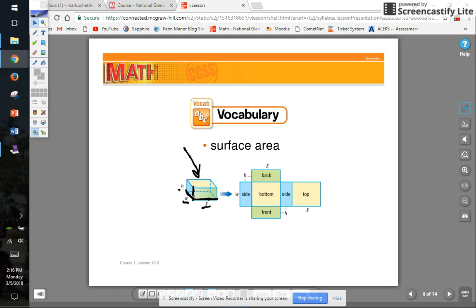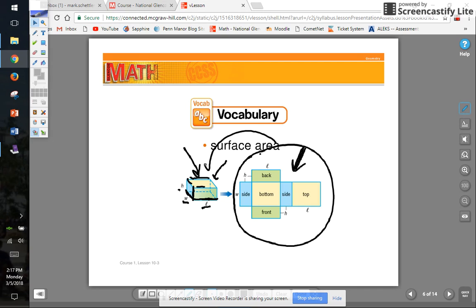What is this colorful looking fellow sitting over here? This is called a net. With a net, what we do is we take this box right here, cut it here, here, and here, and then unfold it. This net is the same shape as this rectangular prism over here. It's going to help us figure out the surface area of this shape.